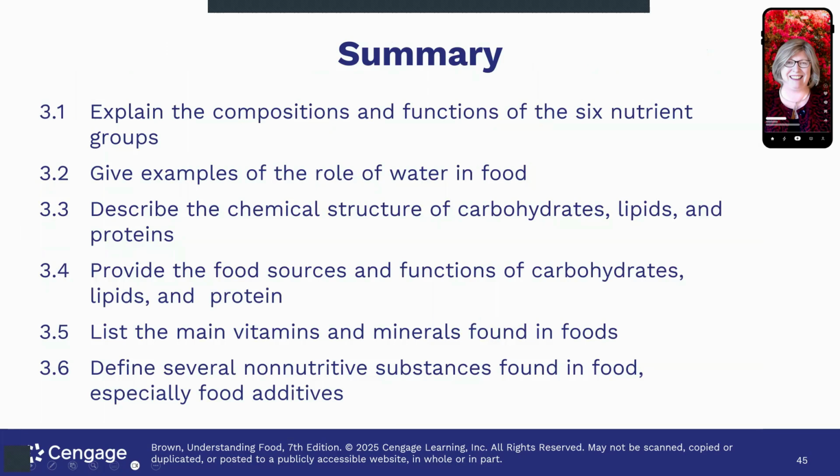And in summary, we covered the objectives for the lecture. We explained the compositions and functions of the 6 nutrient groups. We gave examples of the role of water in food. We described the chemical structure of carbohydrates, lipids, and proteins. We provided food sources and functions of carbohydrates, lipids, and protein. We listed the main vitamins and minerals found in foods, and we defined several non-nutritive substances found in food, especially food additives.